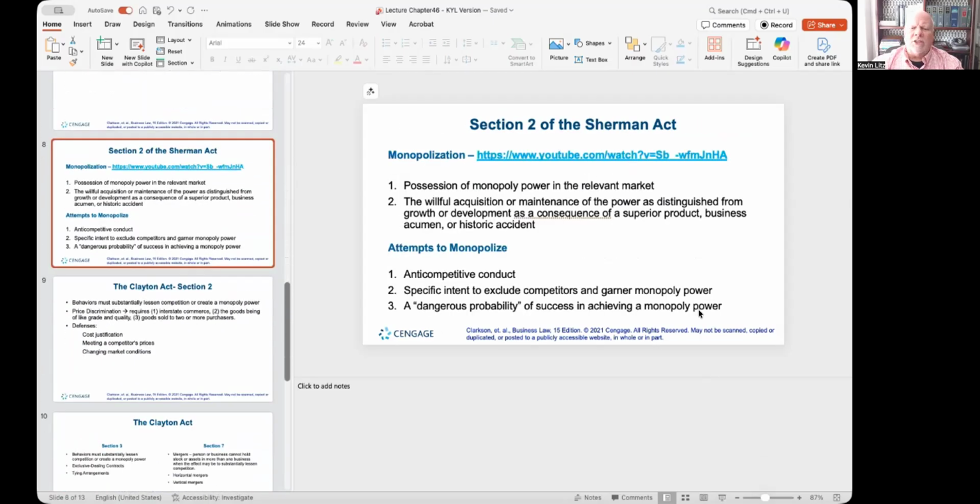Section 2 goes over to monopolies. Okay, there's a different type of thing where instead of you colluding with other companies or buying companies, you are so large in the market that you would have monopoly power. And you don't have monopoly power just because of a superior product or business acumen. You do it because you bought up all your competitors, and you have an intent to exclude any competition. And you're big enough that you have a dangerous probability of success.